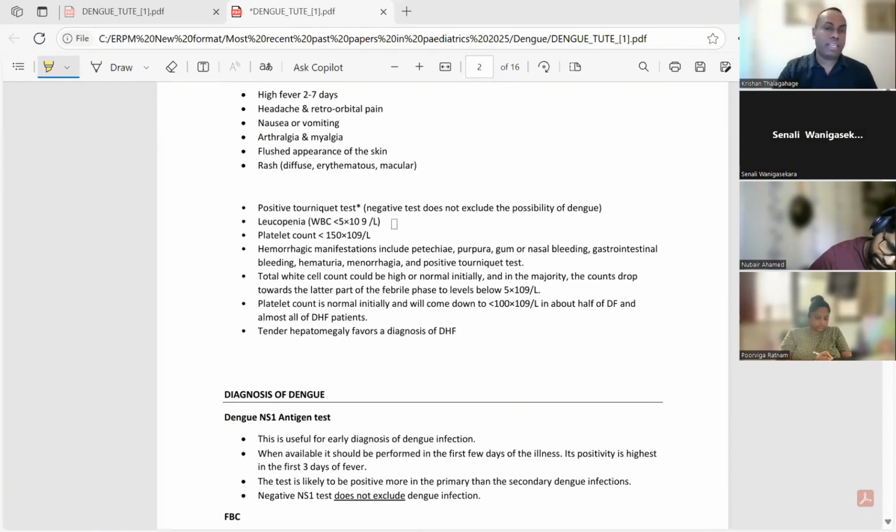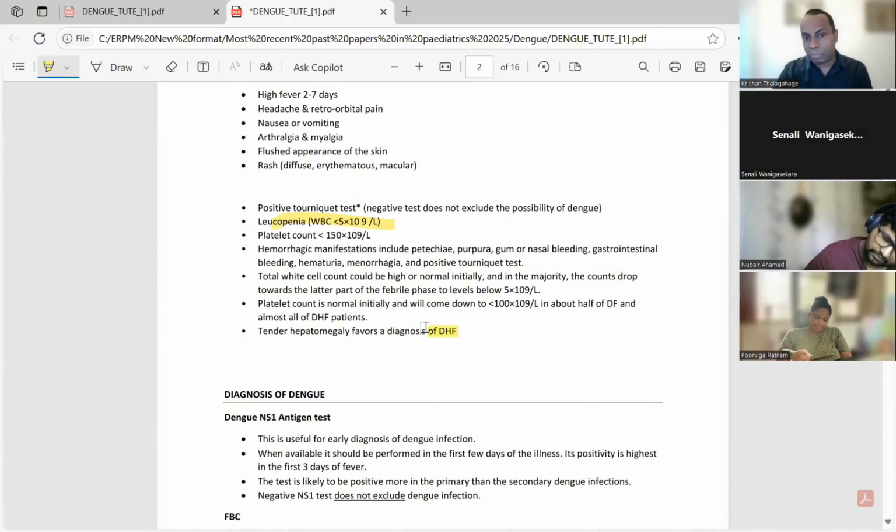Now, some children with dengue might have low WBC, and the platelet count could be low. They can also have hemorrhagic manifestations like gum bleeding, purpura, gastrointestinal bleeding, hematuria, and in adolescent girls, menorrhagia. All these are possible. They can also have tender hepatomegaly. The liver will be tender when you examine. If that is there, it is very suggestive of dengue hemorrhagic fever.